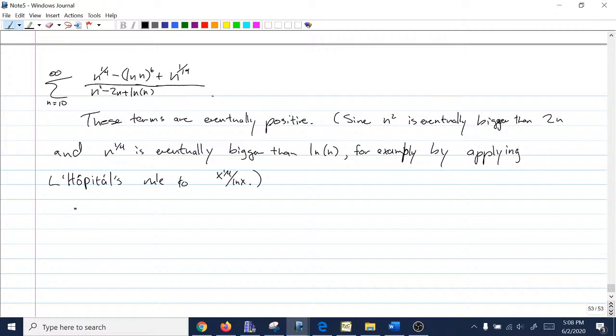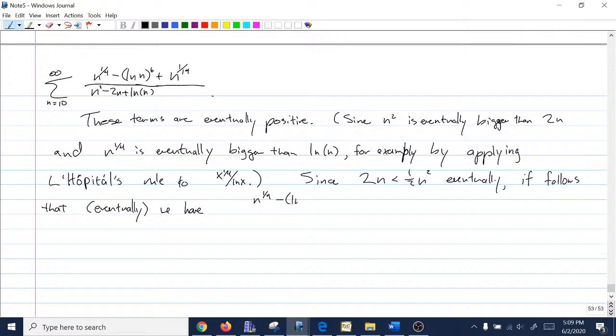We have, since 2n is less than half n squared eventually, it follows that eventually we have n to the 1/4 minus log n to the 6th plus n to the 1/19th over n squared minus 2n plus log n is less than, I want to make the top bigger, n to the 1/4 minus 0 plus n to the 1/4 over n squared minus half n squared plus 0.